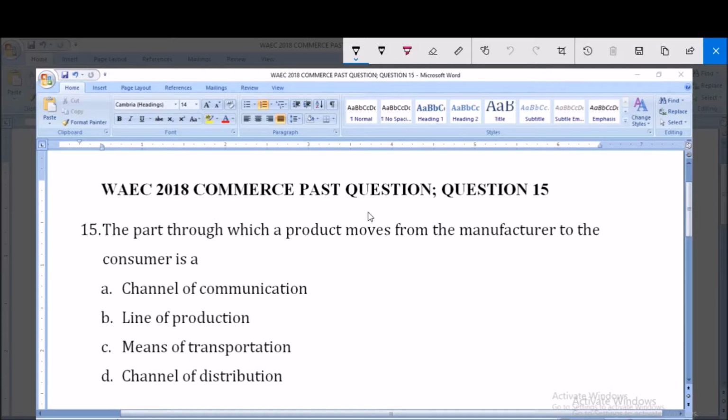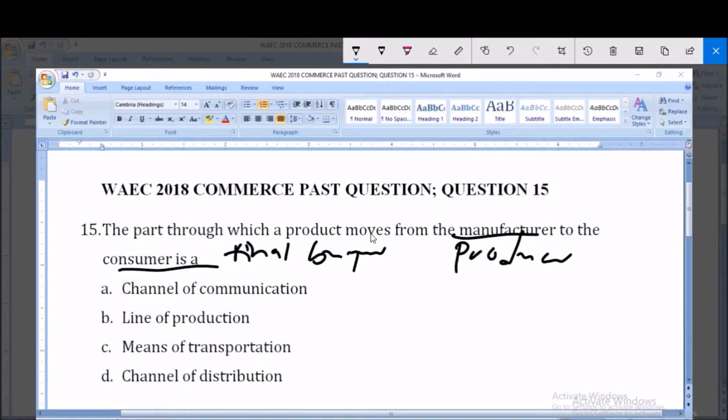Question number 15. Question number 15 says the path through which a product moves from the manufacturer to the consumer is dash. Manufacturer simply means producer, that is the producer of a particular product. Then consumer means the final buyer, the final buyer of that product produced by that same company or manufacturer.